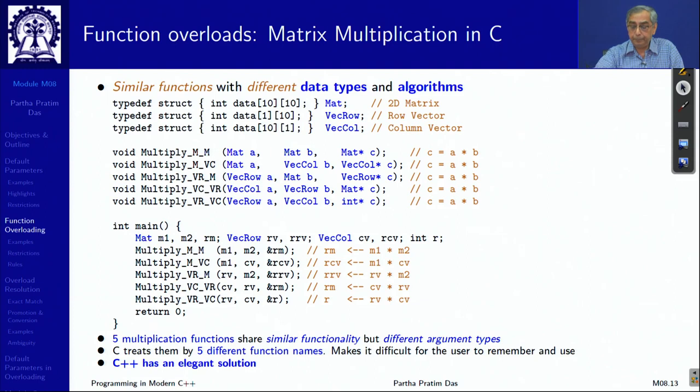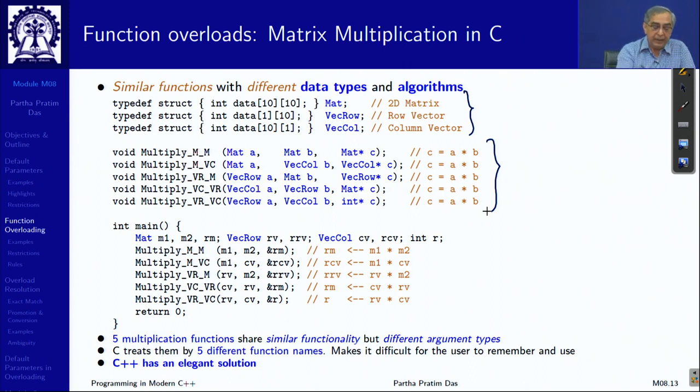name. Right? So, let us say I am talking about matrix multiplication, and I have three data types. One is a square matrix, one is a row vector, and one is a column vector. If I have these three data types, then there are five possible ways I might multiply. I can multiply a matrix with a matrix, a matrix with a column vector, a row vector with a matrix, a column vector with a row vector, which will give me a matrix, or a row vector with a column vector, which is basically a dot product and will give me a value.